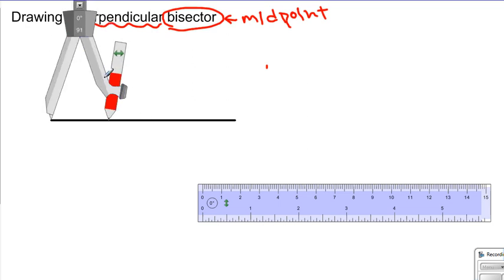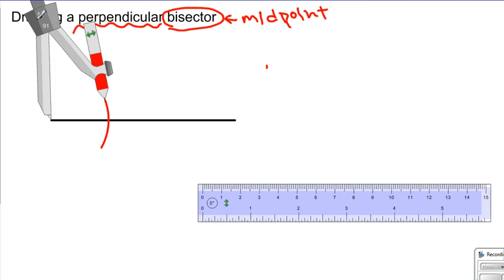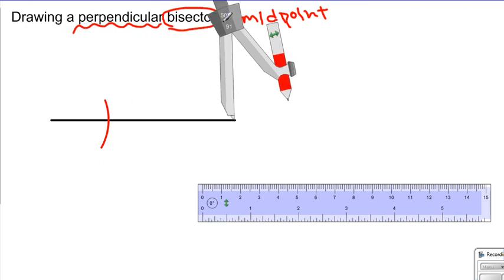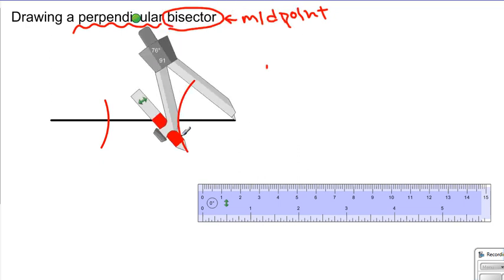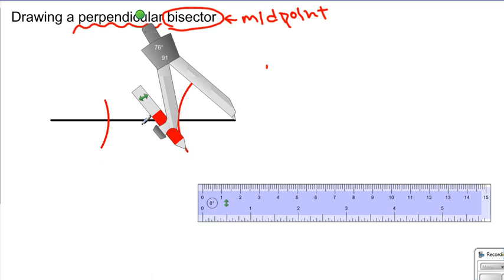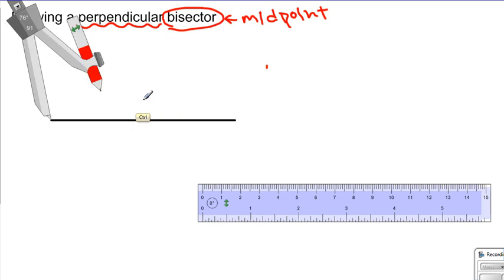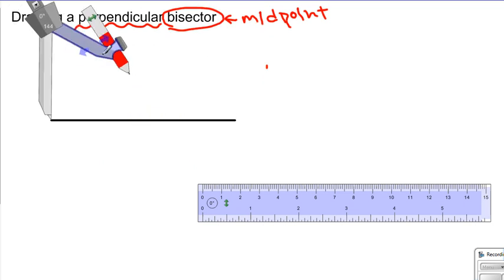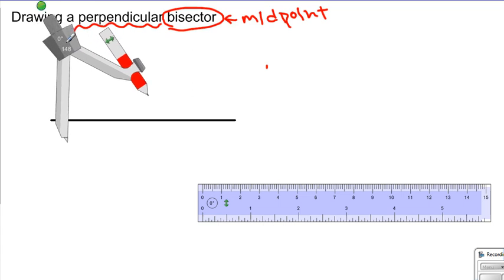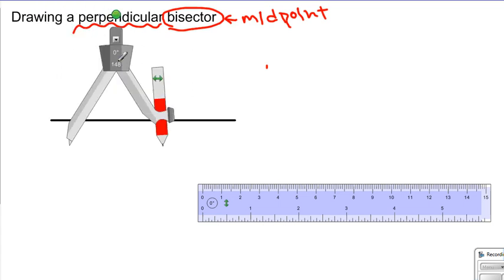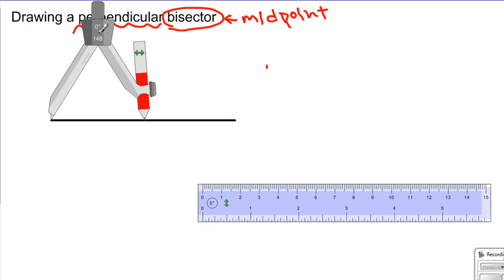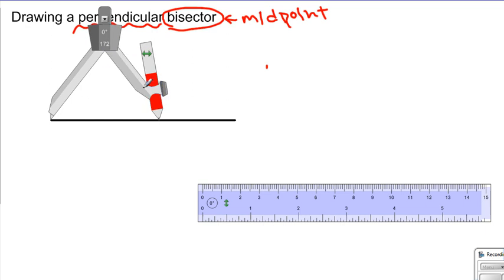If I bring this one a bit too short and try to mark it from the other side, you will realize that these two arcs will never meet. So it's going to give us a very difficult time to find where the middle is. Therefore, we have to spread this one far away. Since we do not know where the middle is, it will always be a better idea to spread more than halfway.